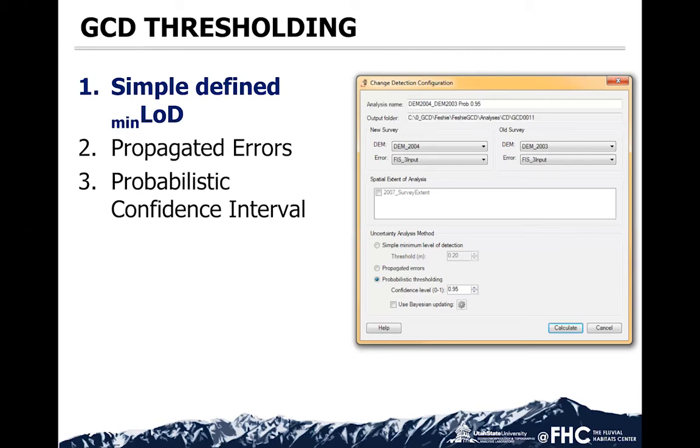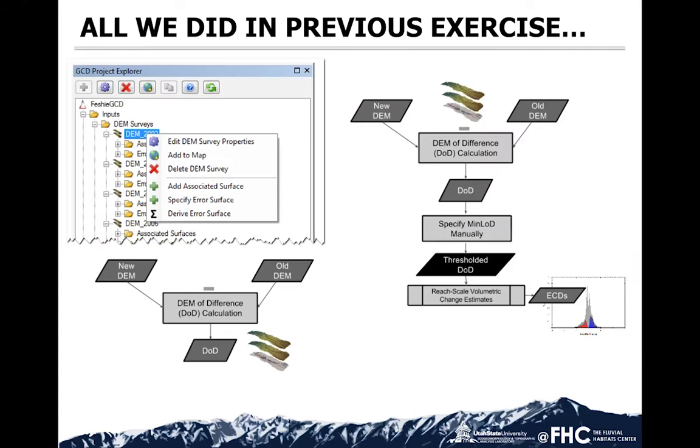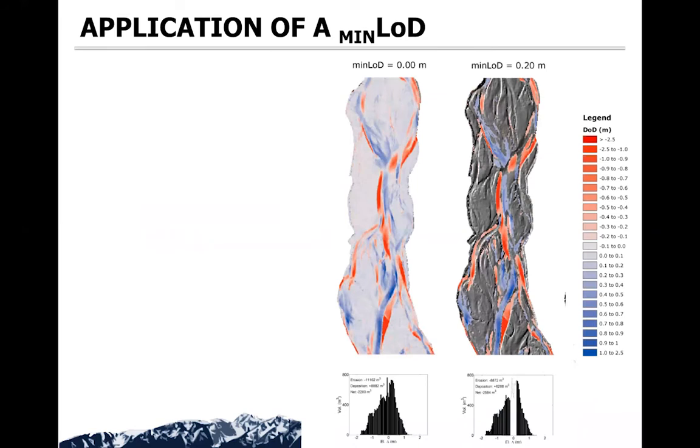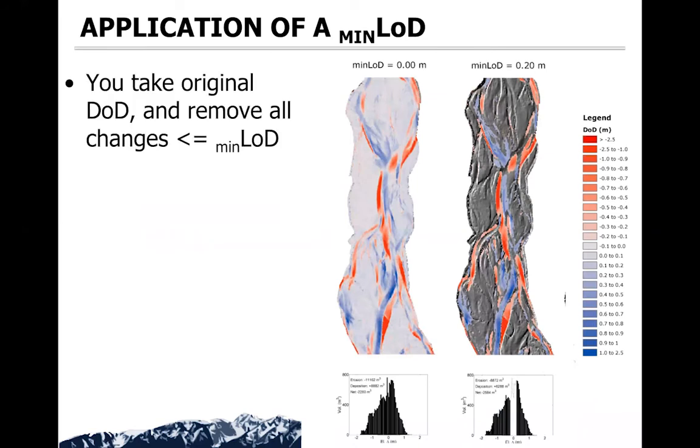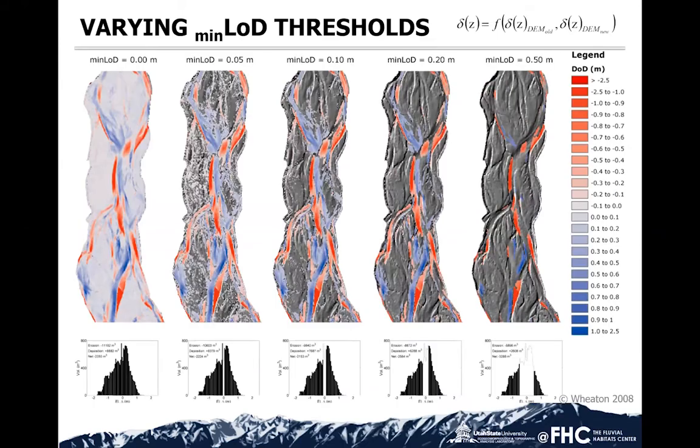So we just did this simple defined minimum level of detection, but someone just pulled 27 centimeters out of thin air, right? Where did that come from? We didn't even talk about what kind of survey this was. We just said, yeah, 27 centimeters sounds good, and we all went with it. Even if you don't know what's appropriate, you could just do a quick sensitivity analysis and see how varying that threshold changes the result.